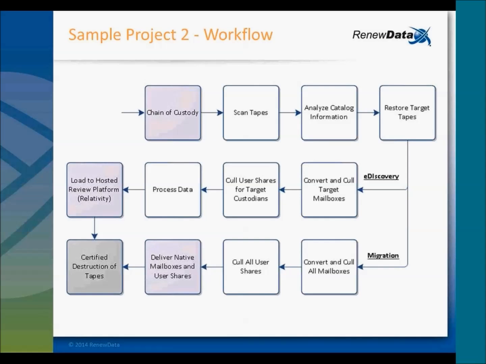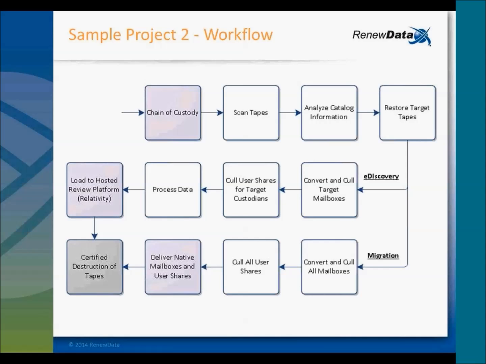So you'll see here the first 4 boxes are very similar to the previous workflow. Chain of custody, physical inventory, do a high-level scan of the tapes, analyzing the catalog information from those tapes. In this case, we identified which tapes contained Exchange information. We identified which tapes contained the user share information that they were going after. And we also identified which tapes fell within the backup tape range.